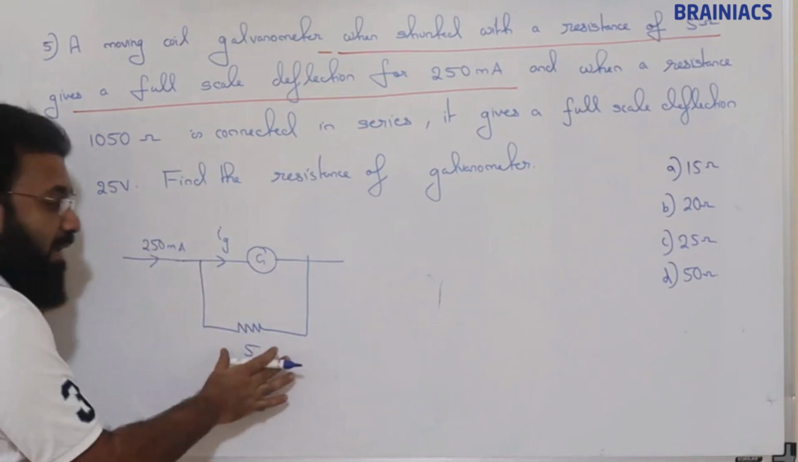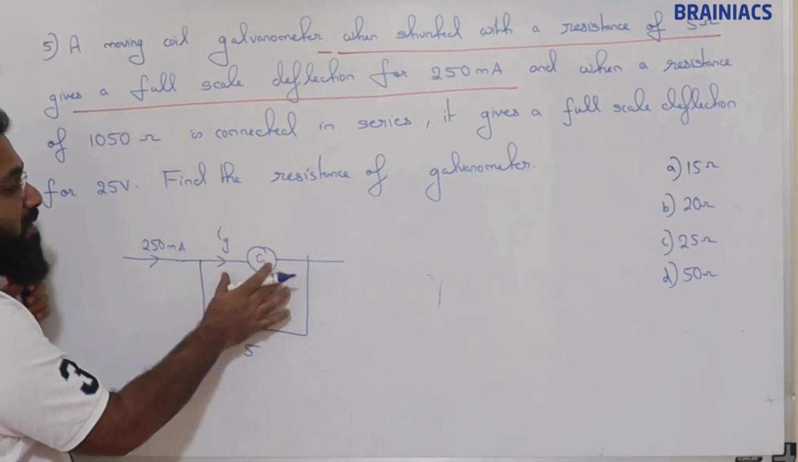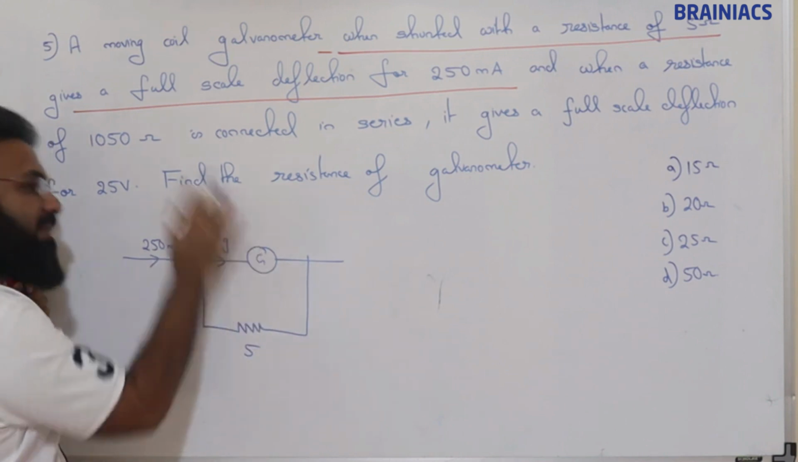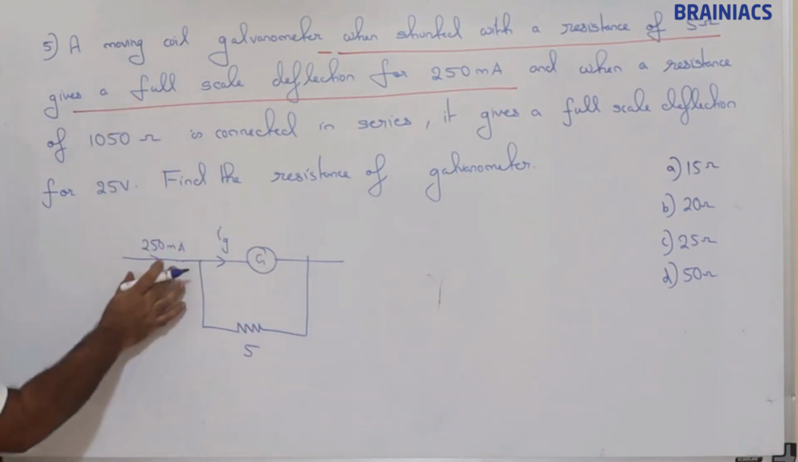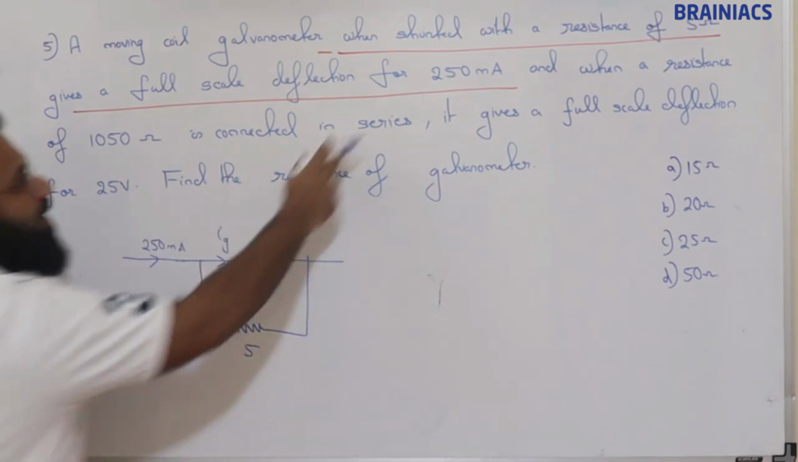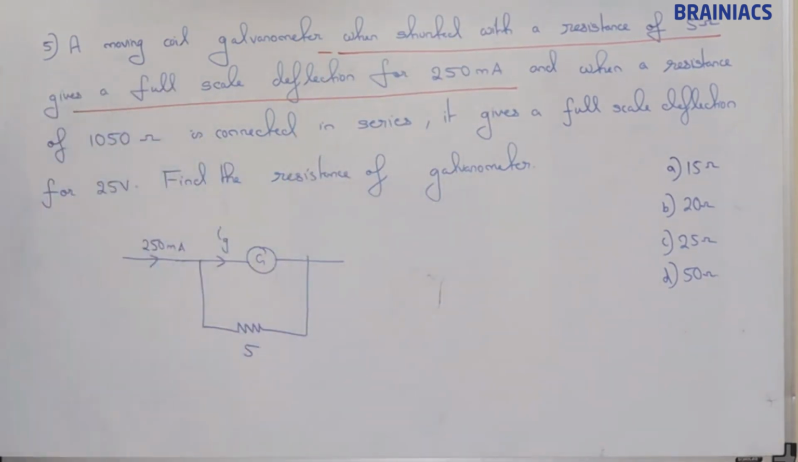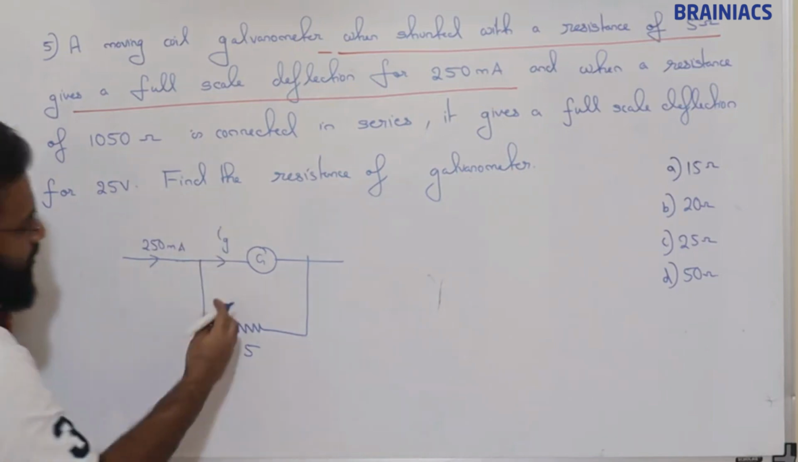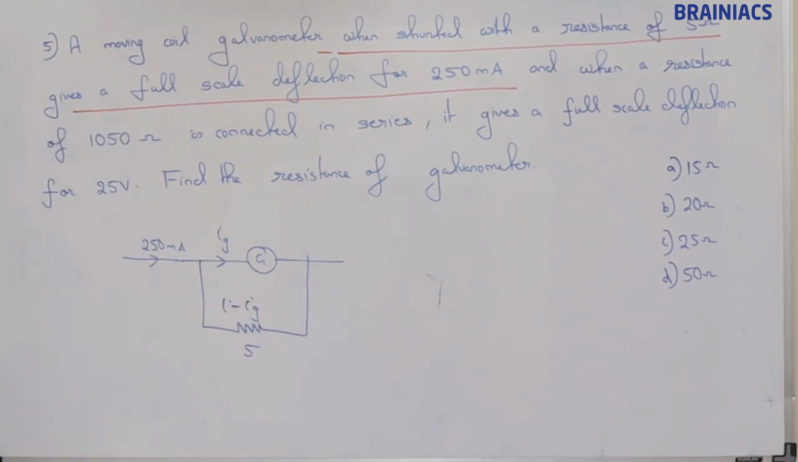If it says before shunting, or simply if they say the galvanometer gives full scale deflection of 10 milliampere, we can write this Ig as 10 milliampere. But if it gives full scale deflection for 250 milliampere after shunting, when shunted with a resistance, then this current we will have to take as full scale deflection. So this is 250 milliampere Ig, and this is going to be I minus Ig. Clear? There is such a difference.